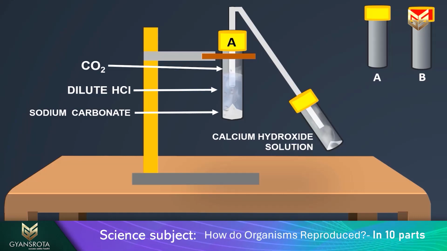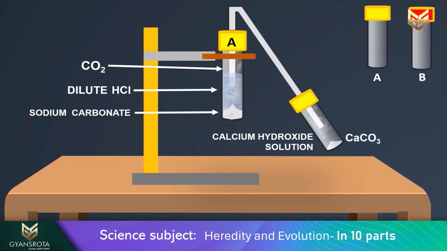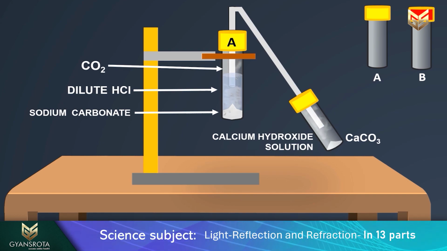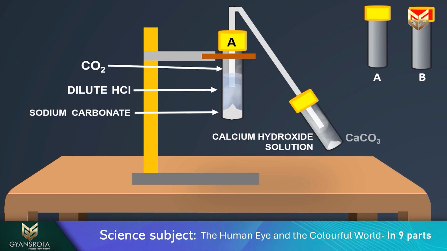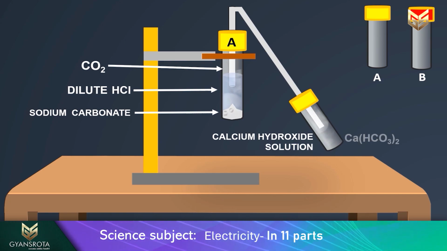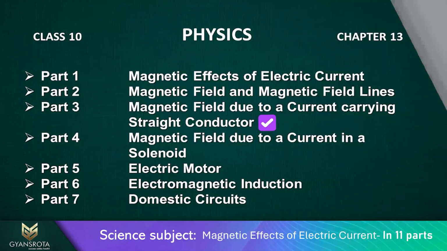Keep on passing the gas through the calcium hydroxide solution. We find that the white precipitate has dissolved and we get a clear solution. We get Ca(HCO3)2, which is soluble in water.